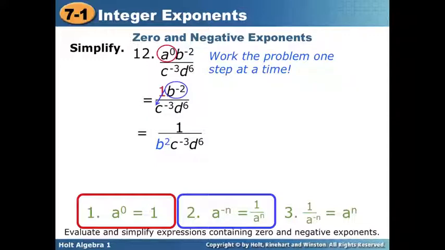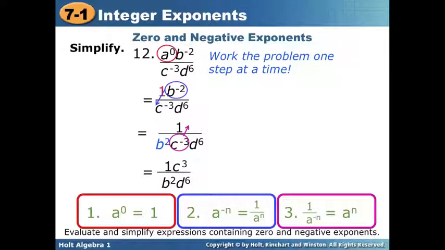Our final property we will need to use is property number 3. That c to the negative 3 can be moved to the numerator as a positive exponent with property number 3. Our final answer will be 1 times c to the third over b squared d to the 6. The 1 as the coefficient in front of the c is not required to be written in our final answer.